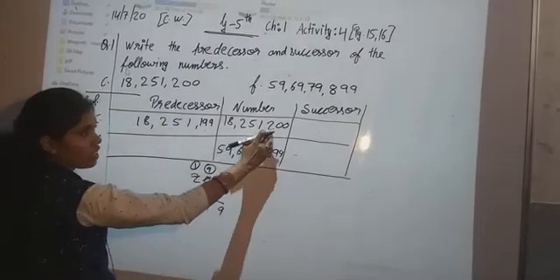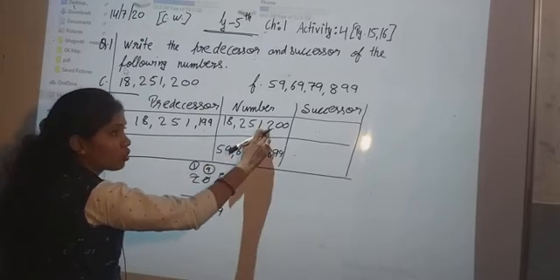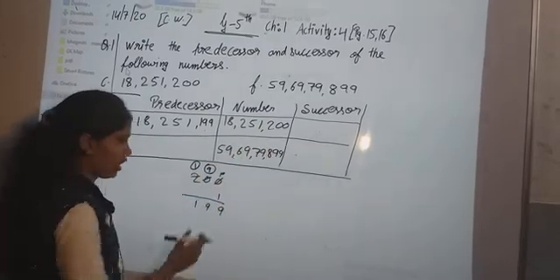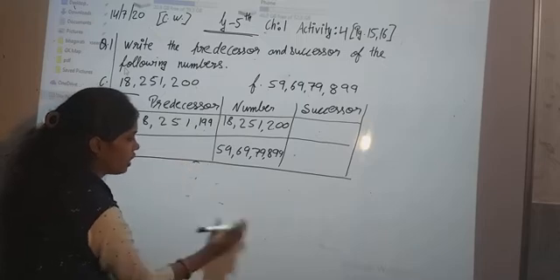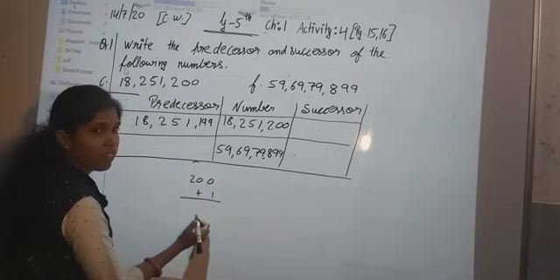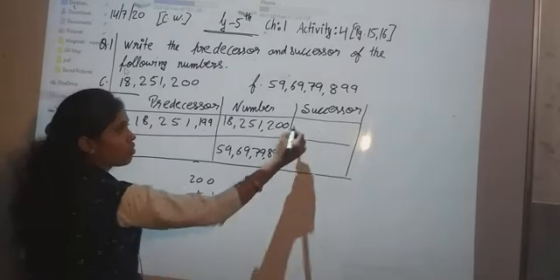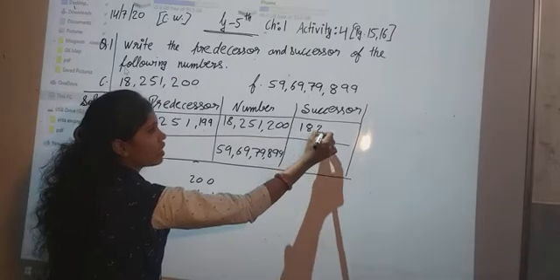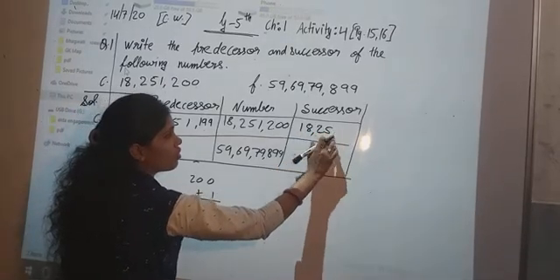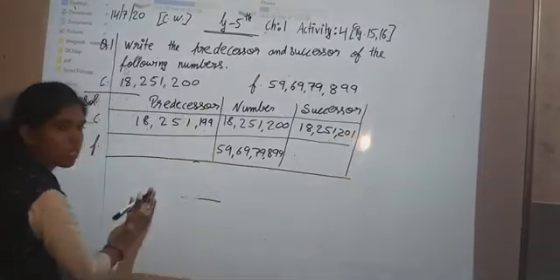And what is the successor of this number? Successor means we will add 1. So we will add 1 in 200. What will come? 201. So we will write 18,251 and 201. Okay students.